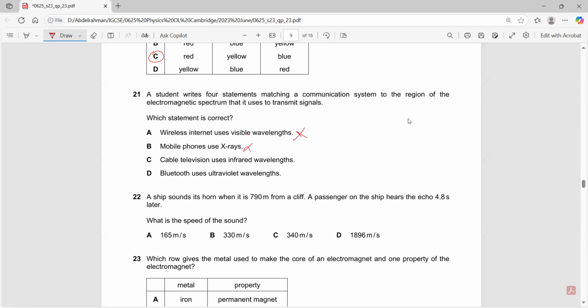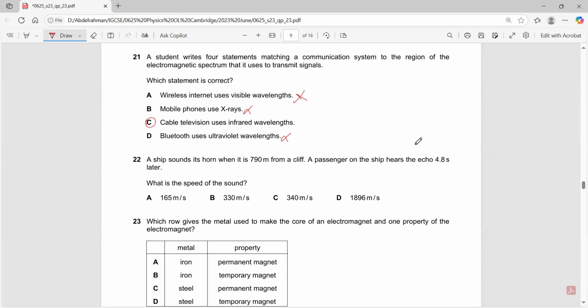No, they use microwaves. Cable television uses infrared wavelengths. Cable television uses optical fiber. Yes, it could use infrared wavelengths. Bluetooth uses ultraviolet. No, it uses radio waves. So this is the wrong answer.